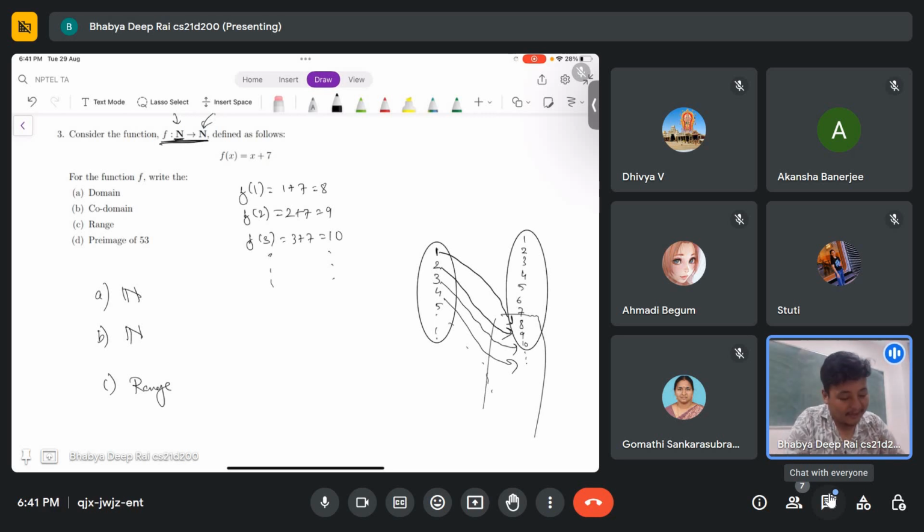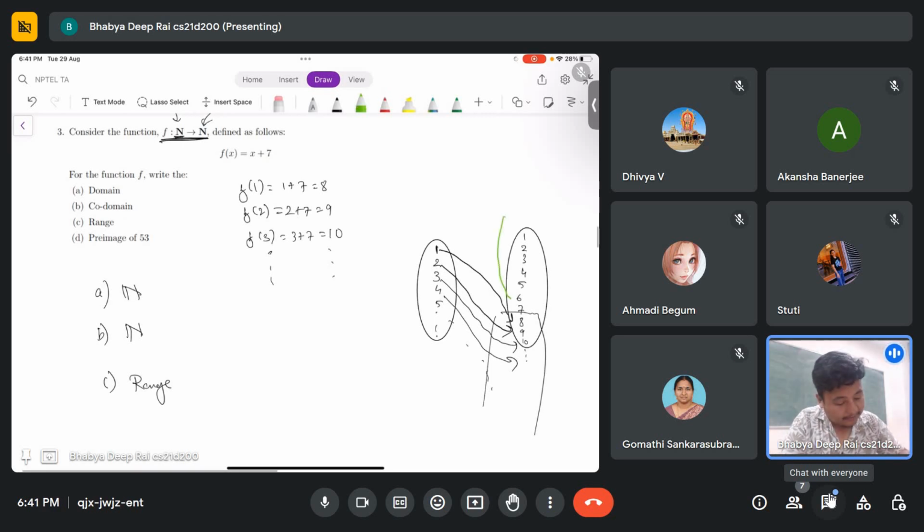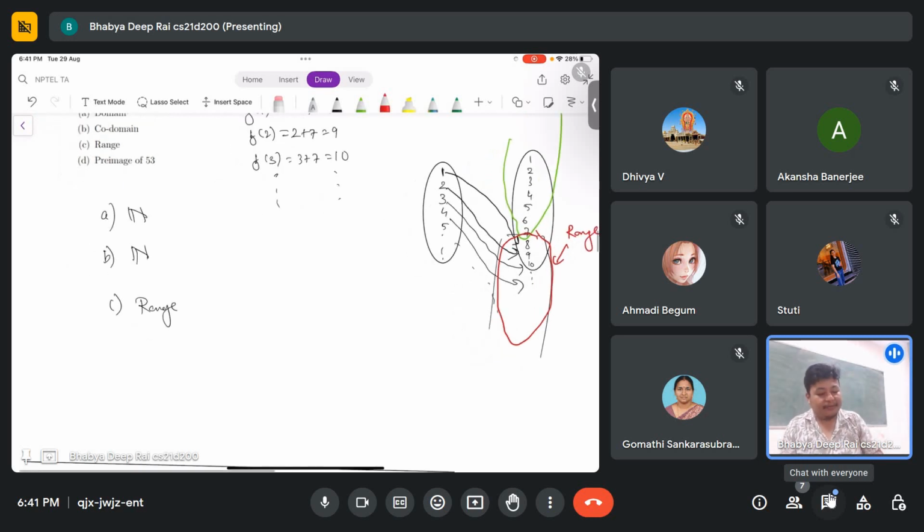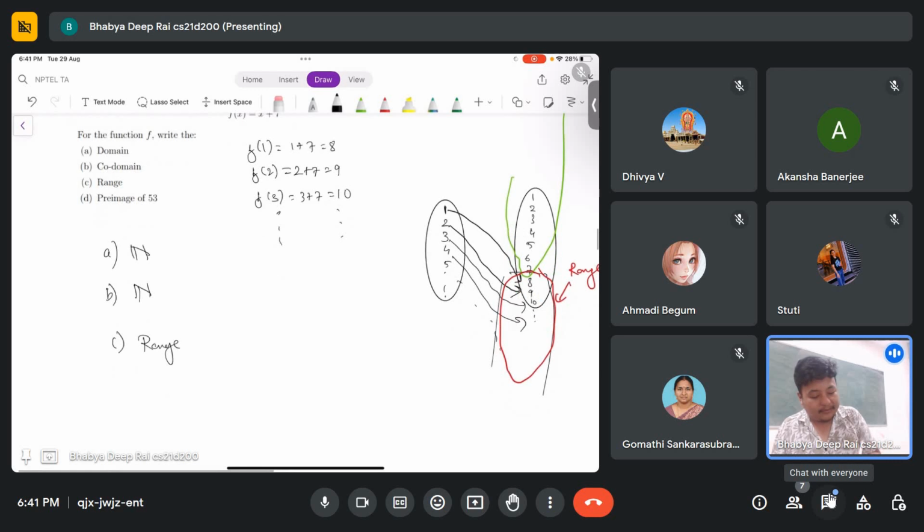So who are the ones getting left out? The ones getting left out are here. These are not getting mapped to. Who are getting mapped to? These. So this is exactly the range, the actual elements that are getting mapped to. And the range of my function f, like Divya said, consists of all the elements x such that x is a natural number and x is greater than or equal to 8.